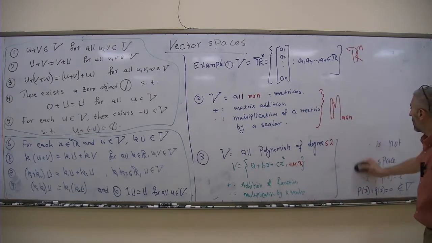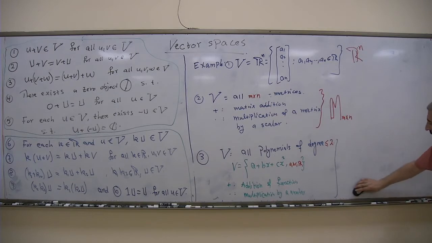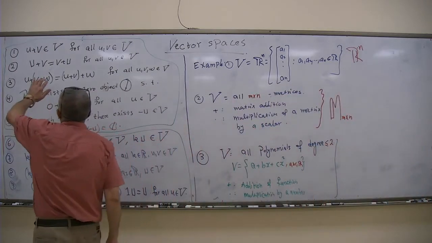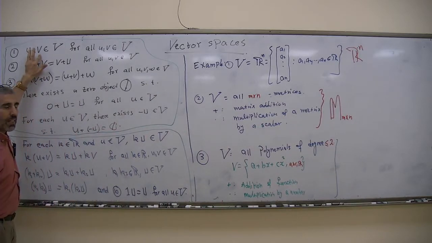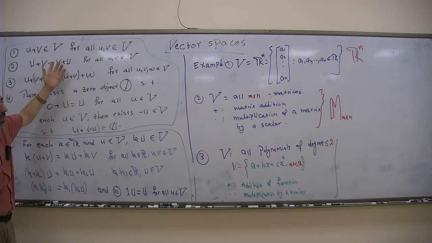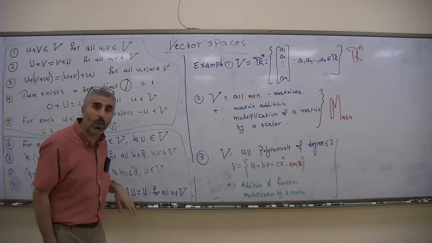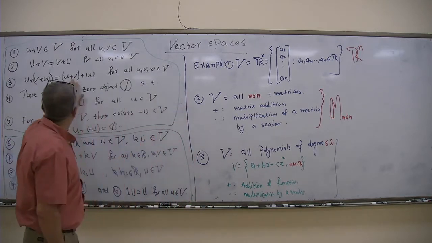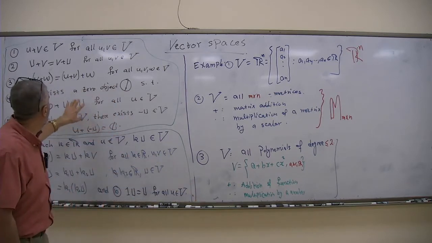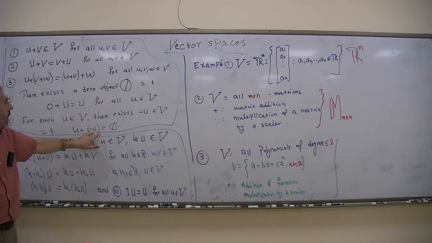So in this case, think about those 10 conditions. If you add two polynomials of degree at most 2, what do you get? You get a polynomial of degree at most 2. So this is valid. If you add two polynomials, P plus Q, that is the same as Q plus P. This is valid. This is valid. You know these from properties of functions in pre-calculus, correct? Now, what about the zero object? It is the zero polynomial, correct? So you have it. What about here, U and negative U?